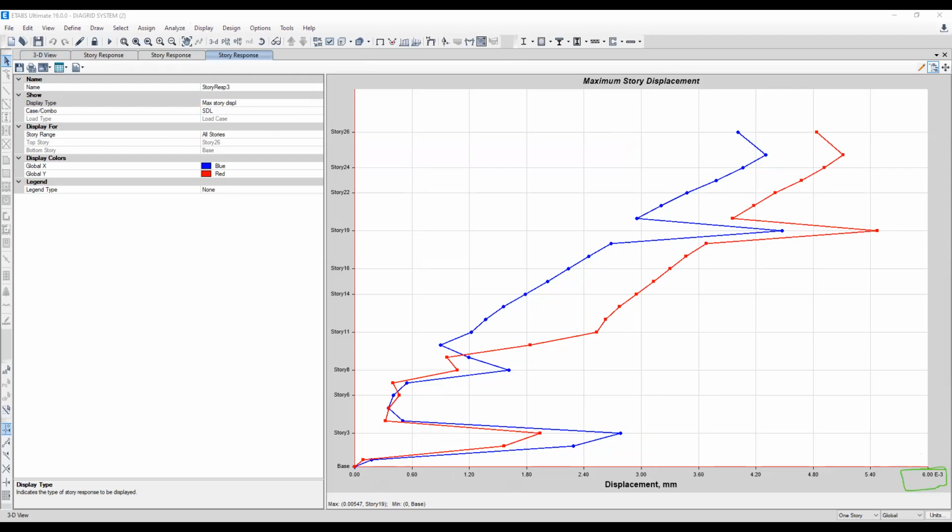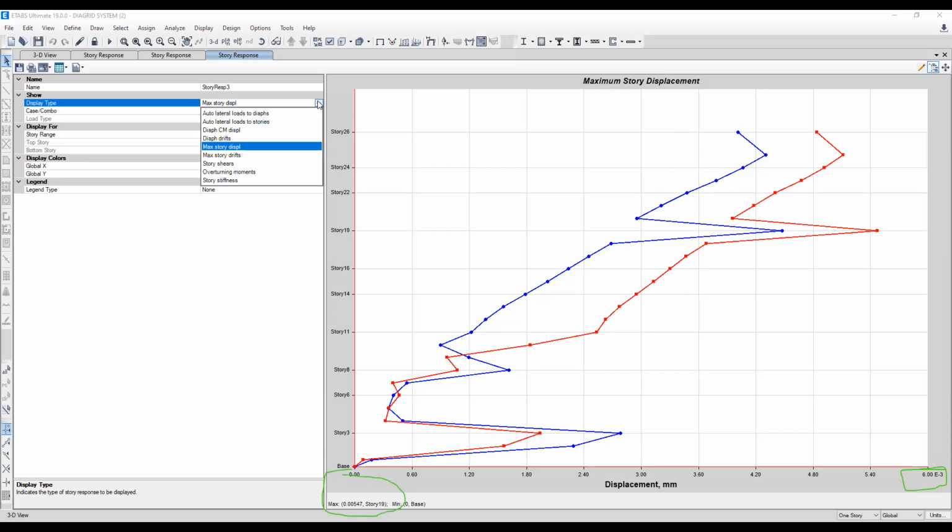This is the story displacement for the super dead load, that is 0.00547, in meter. If you convert that, it is very negligible. It is well within our limit. So those are some of the benefits that we have with the Diagrid.